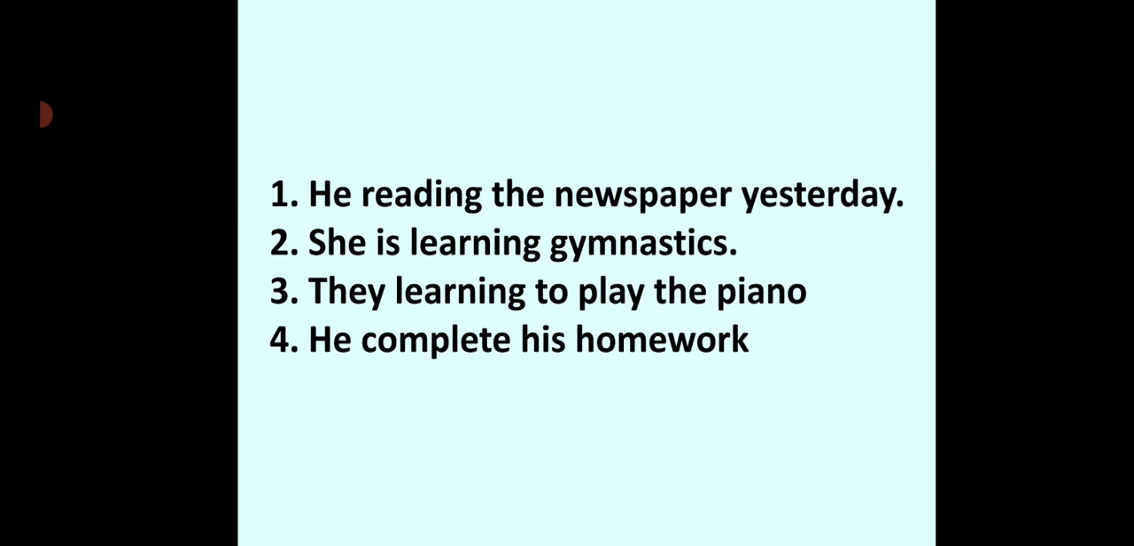So in the first sentence, was is missing. The main verb is missing. Second sentence, she is learning gymnastics. It is correct because the helping verb is there, is, and the main verb, learning. Both are there. Third one, they learning to play the piano. In this sentence, the verb is missing. So they are learning. They are learning to play the piano. Fourth one, he completed his homework. Here also, the helping verb is missing. So he has completed his homework. That is the correct answer.